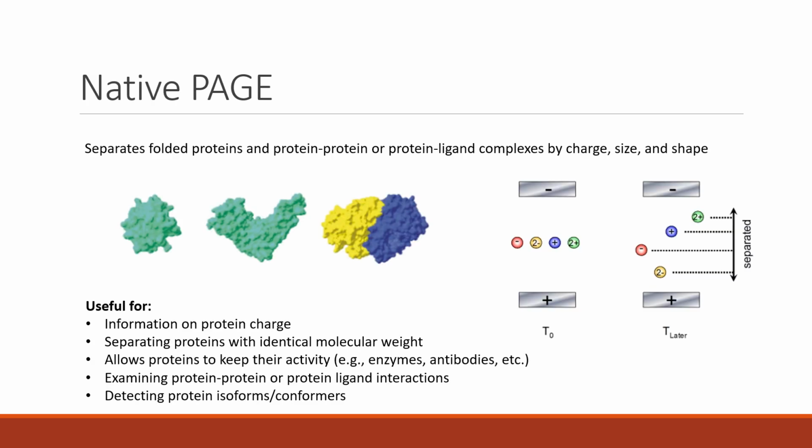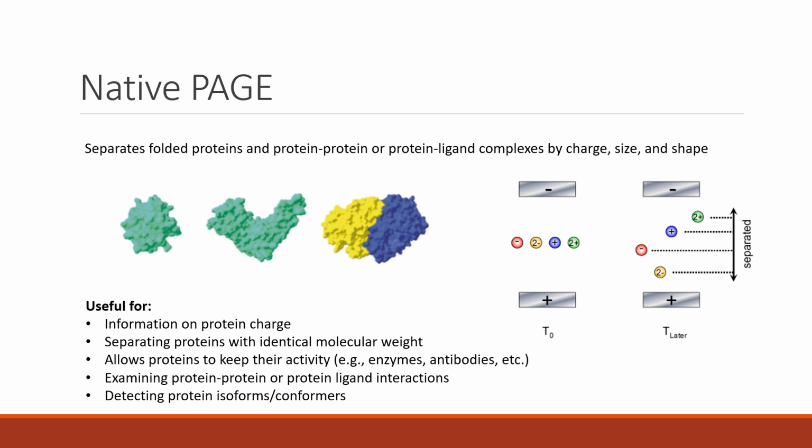Native PAGE allows us to look at the proteins while they're still in their globular form. And so for native proteins, the mobility depends on the net charge and the frictional coefficient, or their size and shape, basically. And the net charge depends on the amino acid composition and the charges of any ligands that might be bound to the protein.